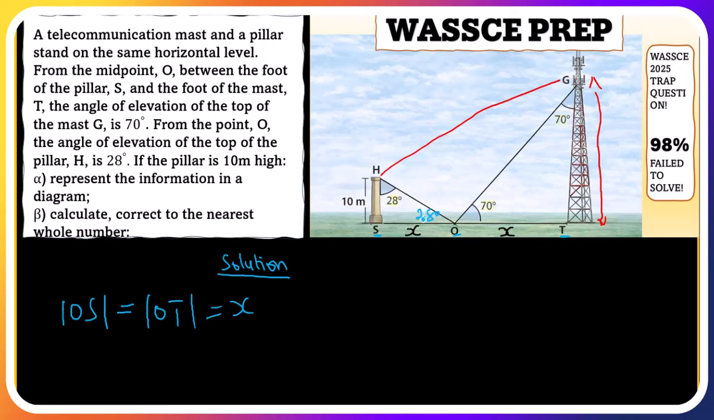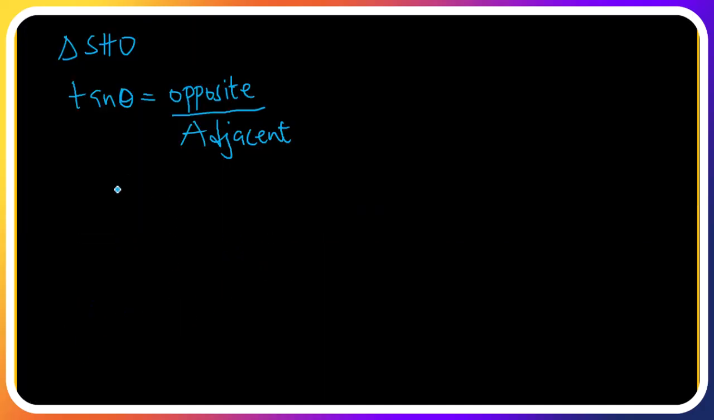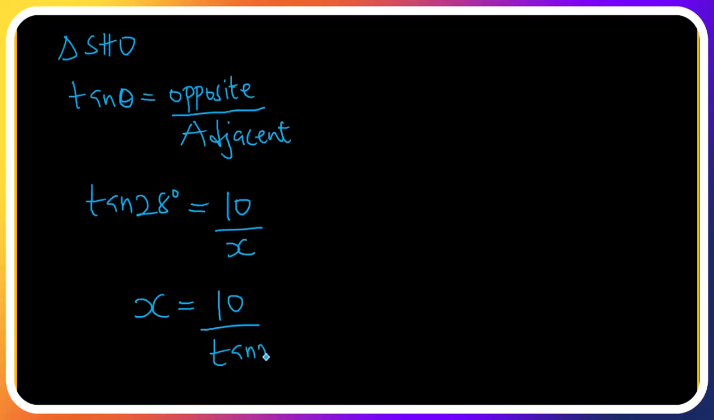tan theta equals opposite over adjacent. The angle theta is 28 degrees here. Our opposite is 10, and our adjacent is X. So we substitute them into the equation. Now tan 28 degrees equals the opposite, which is 10, over the adjacent X. By simplifying, X equals 10 over tan 28 degrees.